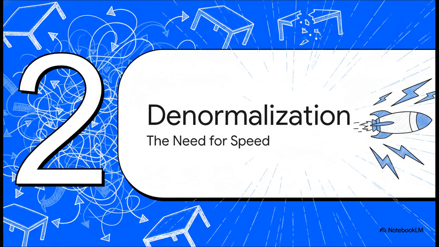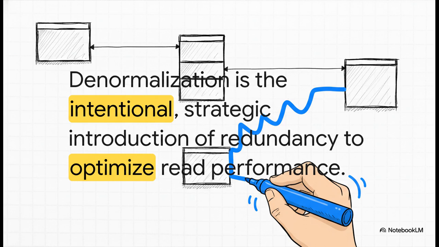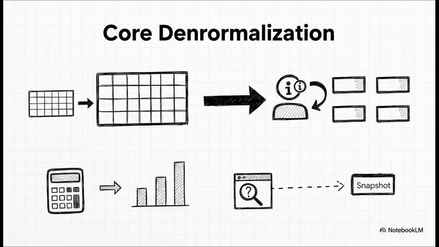So it's time to pivot and look at our other philosophy, denormalization, or, as I like to call it, the need for speed. And the most important word here is intentional. I really want to stress that. Denormalization is not a mistake. It's not bad design. It's a calculated, strategic decision to break the rules of normalization. You are deliberately adding redundant data back into your system for one reason and one reason only: to make your read queries fly.